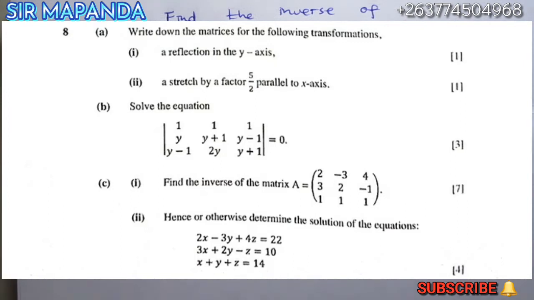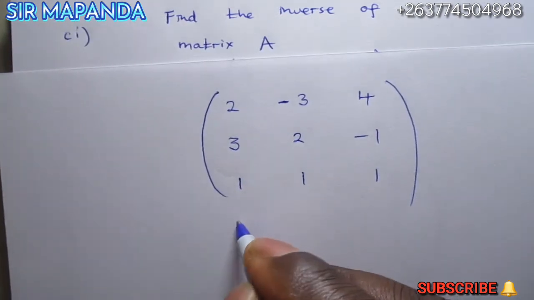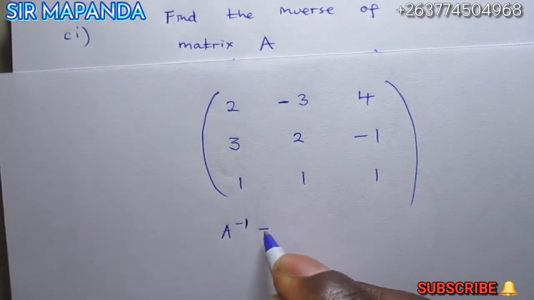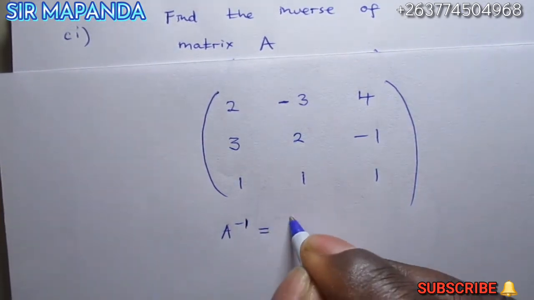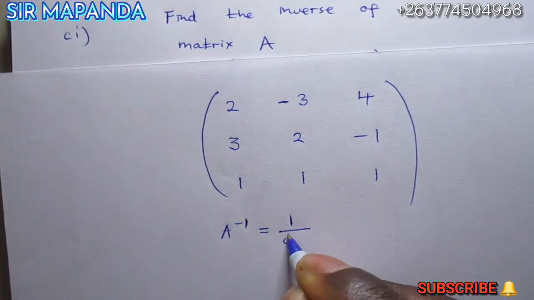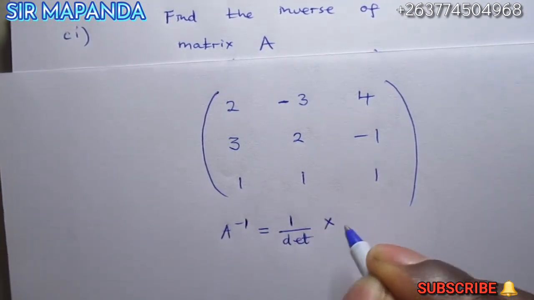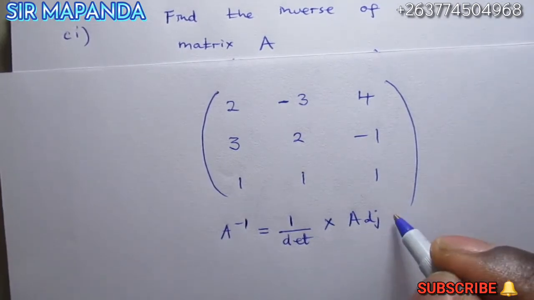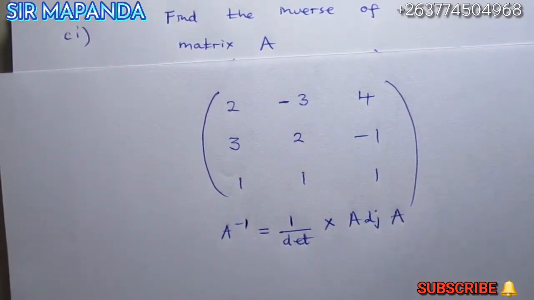So I want you to understand something. Inverse of matrix A is going to be found by the formula 1 over determinant times the adjoint of matrix A. I hope you are following.